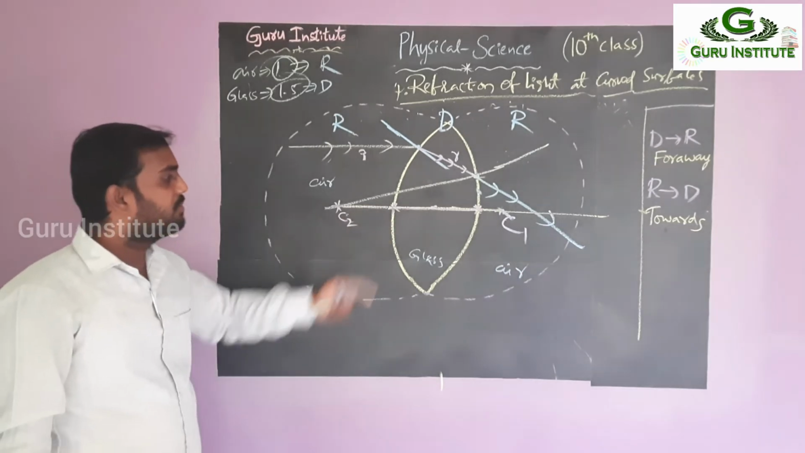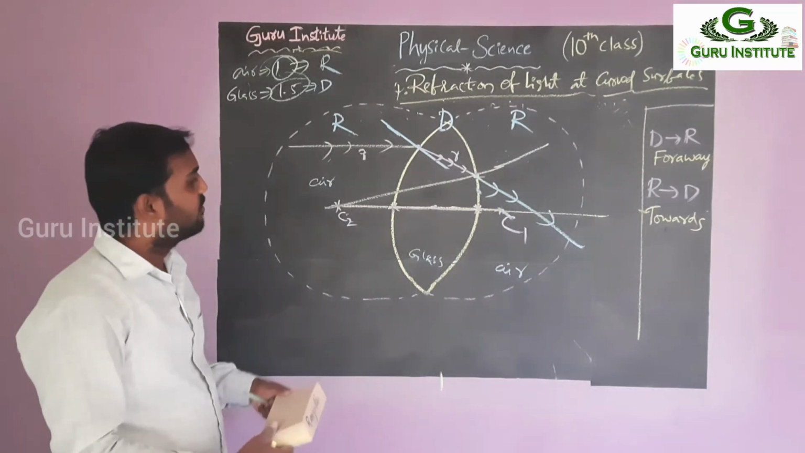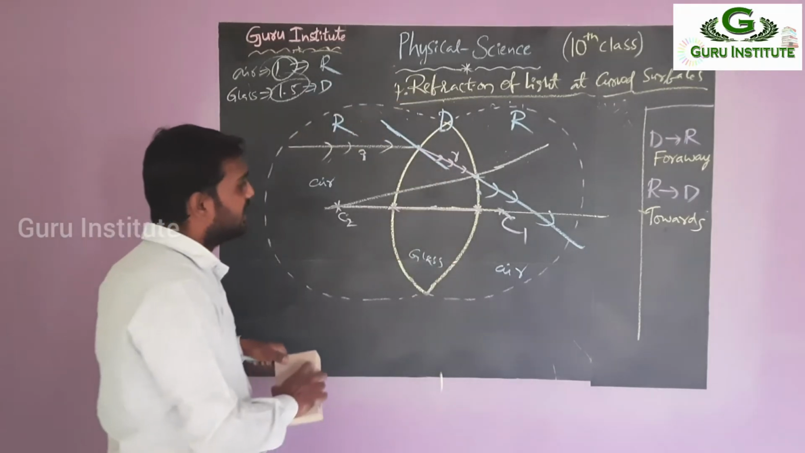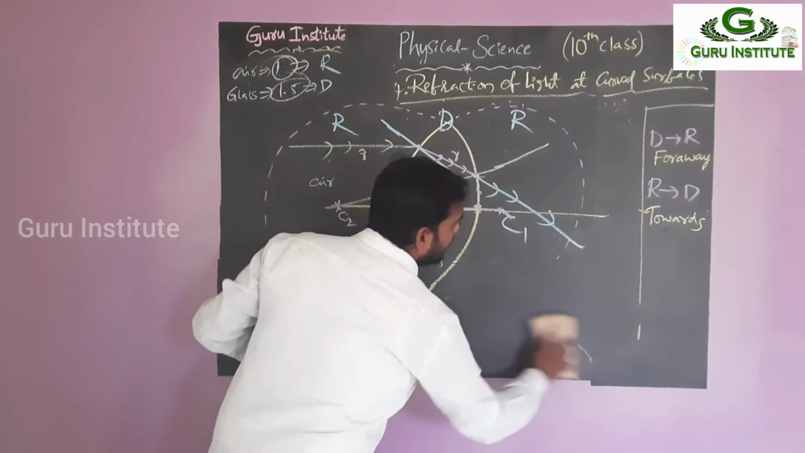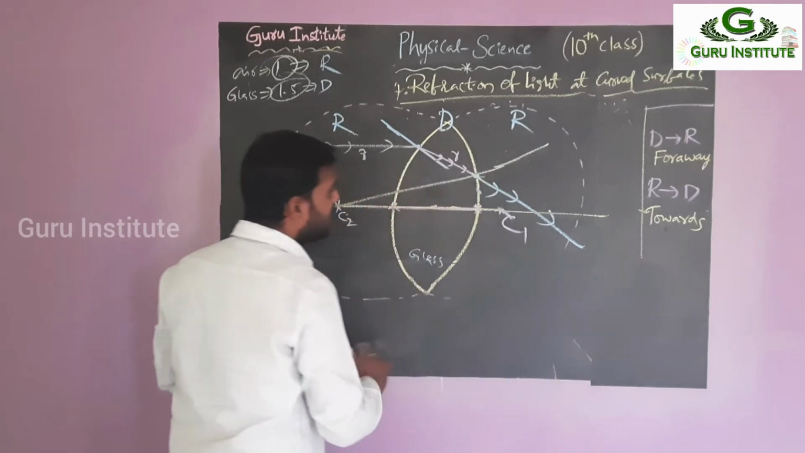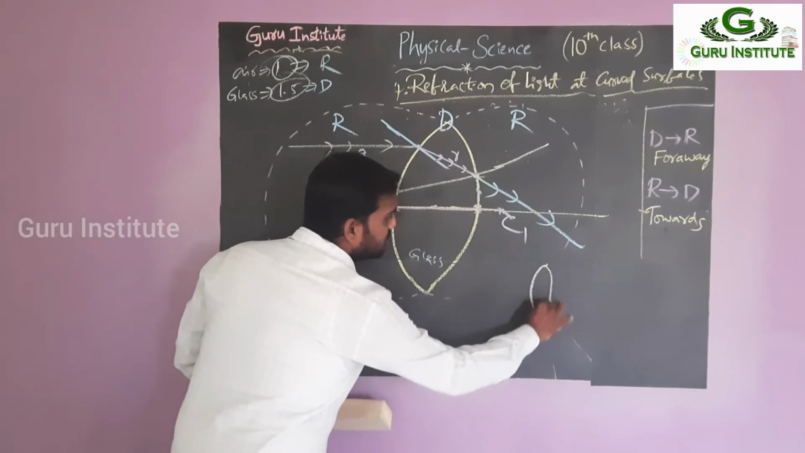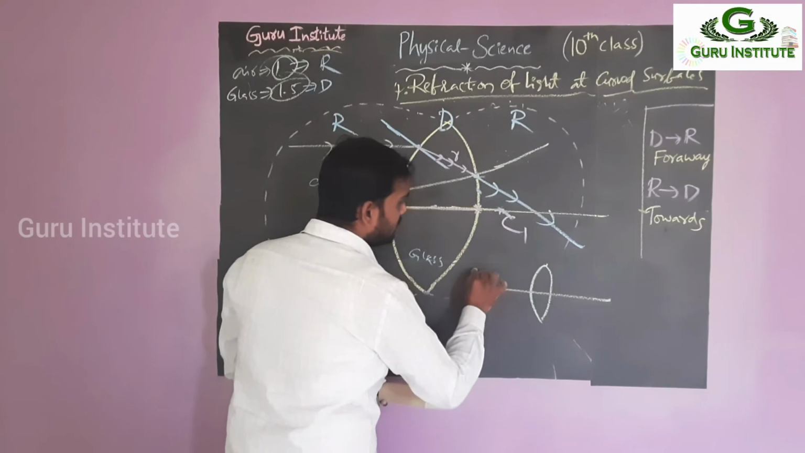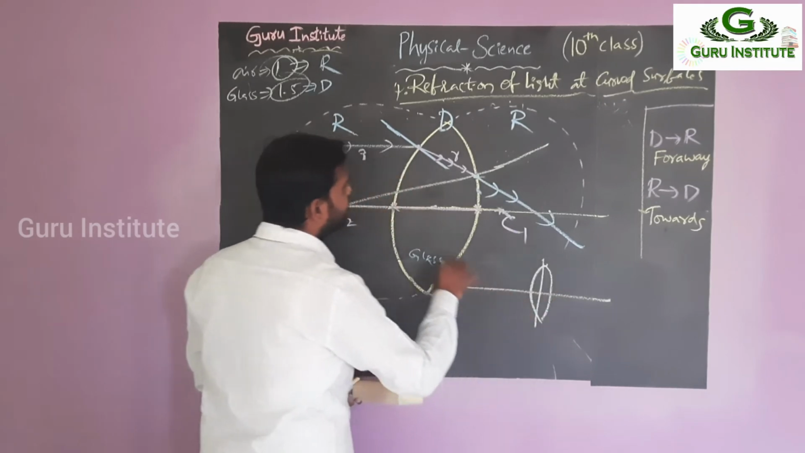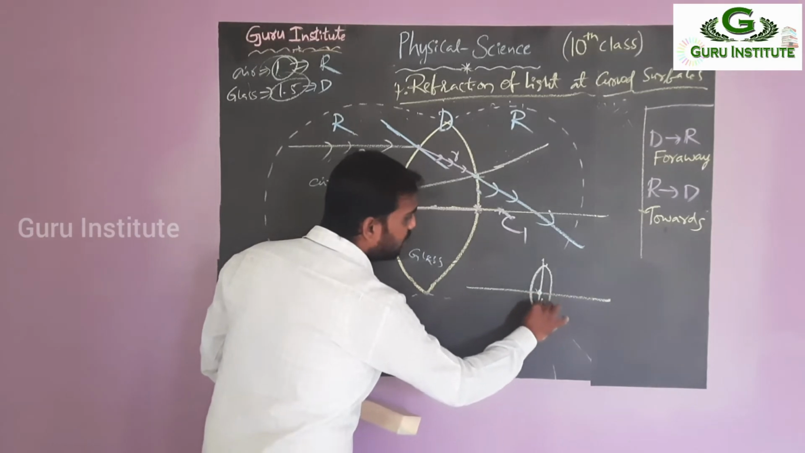But every time this much drawing is impossible for us. So that's why, in total, we are simply drawing in one picture like this. Observe this one. I am drawing here in a simple manner. So this is the convex lens. Simply, at the middle we are taking pole 1, pole 2. There are no two poles. At the middle point we take a pole.